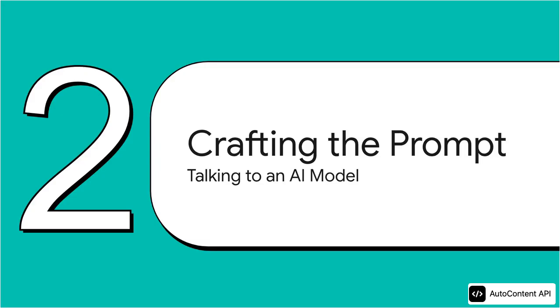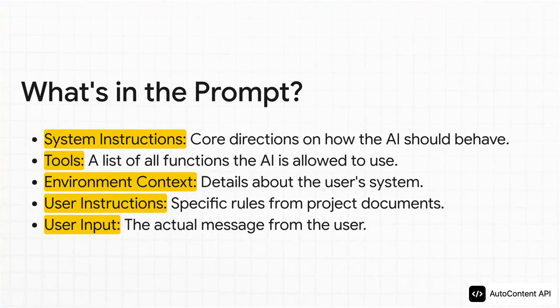Now, let's talk about that second step, sending instructions to the model. This is absolutely critical. It's all about crafting the perfect prompt. But as you're about to see, this prompt is so much more than just a copy and paste of your message. It is a highly structured piece of communication. Before your request is even looked at, the agent has already loaded up the prompt with a ton of context. We're talking about system instructions on how to behave, a complete list of all the tools it's allowed to use, details about your computer's environment, like what folder you're in, and maybe even specific project documents. Your actual message, it's just the final little piece of this really big detailed puzzle.